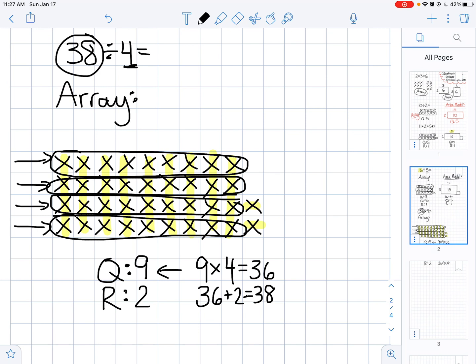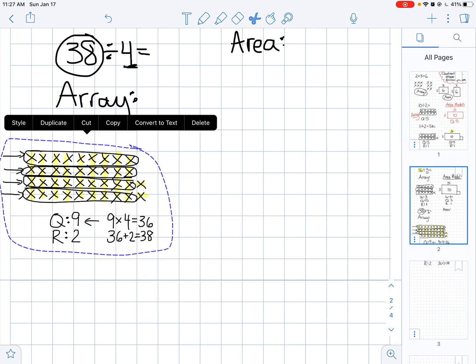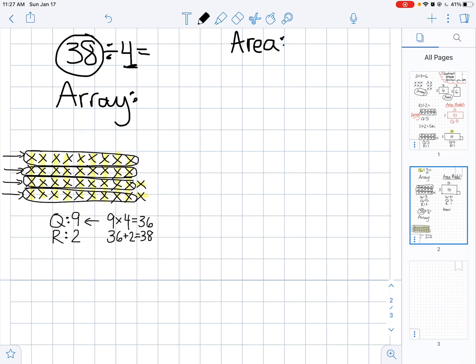Let's take a look at what it looks like if we do an area model. And I'm going to move it a little higher so we don't run into any problems. Again, I'm going to draw a rectangle. I know for my area model, I have to have a total of 38 of these squares, and I need to have a side length of 4. So I'm going to start with my side length of 4. 1, 2, 3, 4. I'm going to label it. I also know that I've got to get 38 squares.